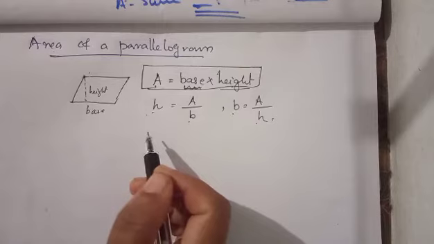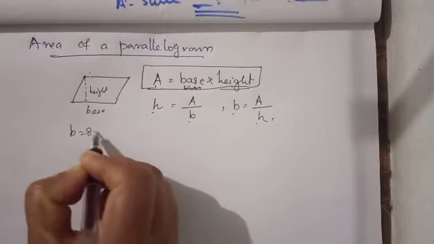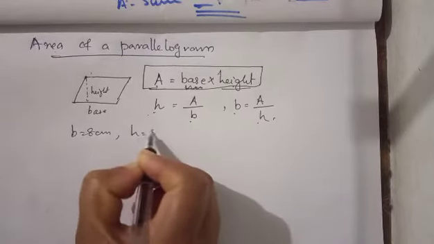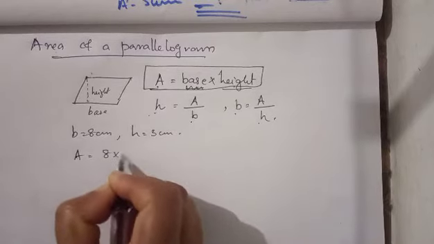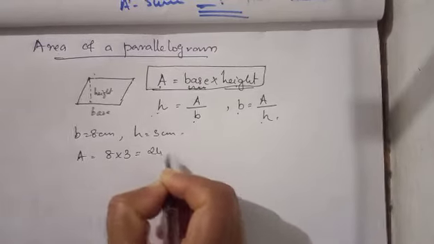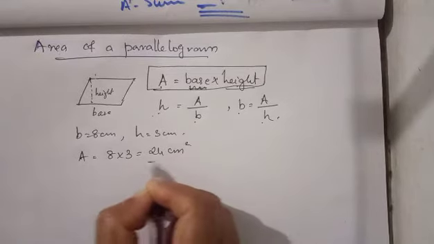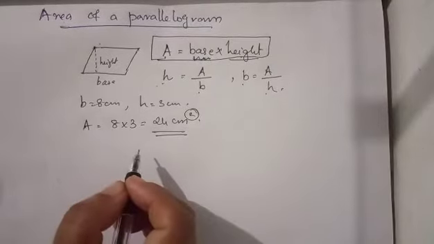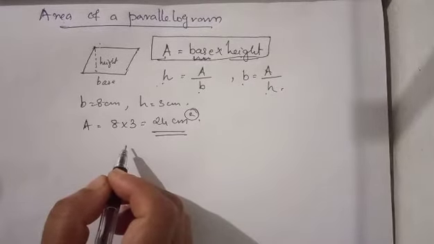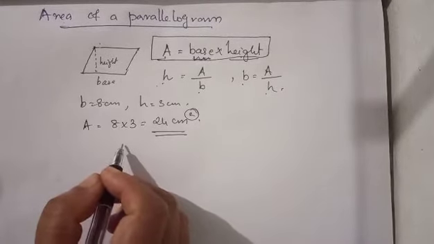Base is equal to 8 centimeter and height is equal to 3 centimeter. How to find area? Base into height. 24 centimeter square. Area always representing in square unit. That everyone knows.